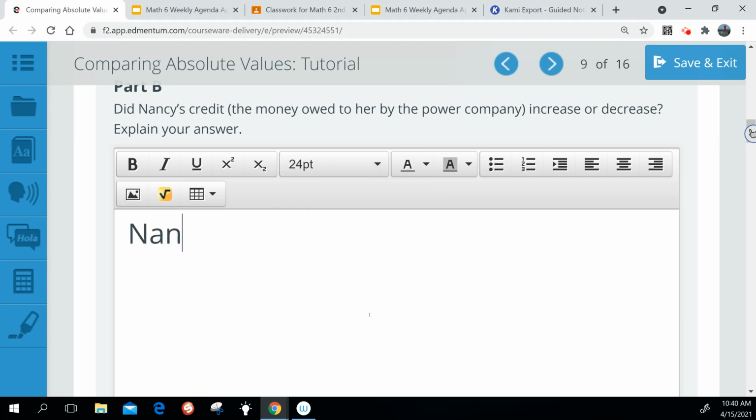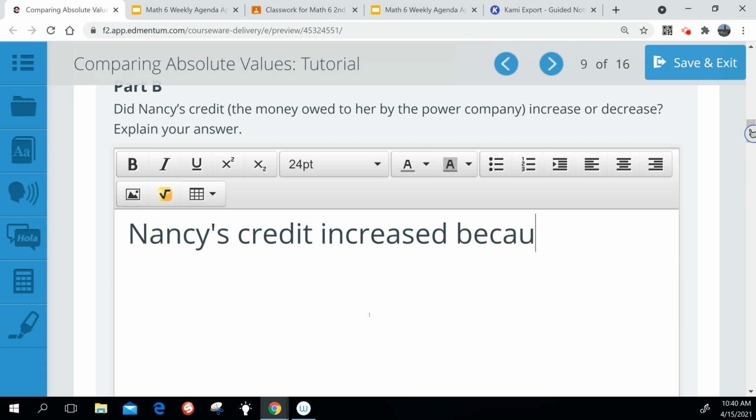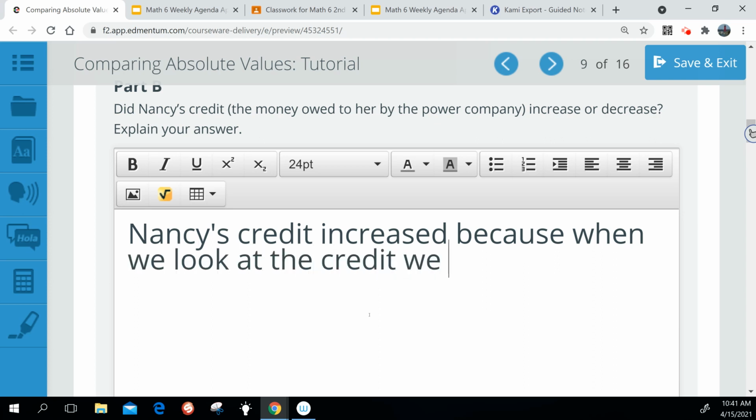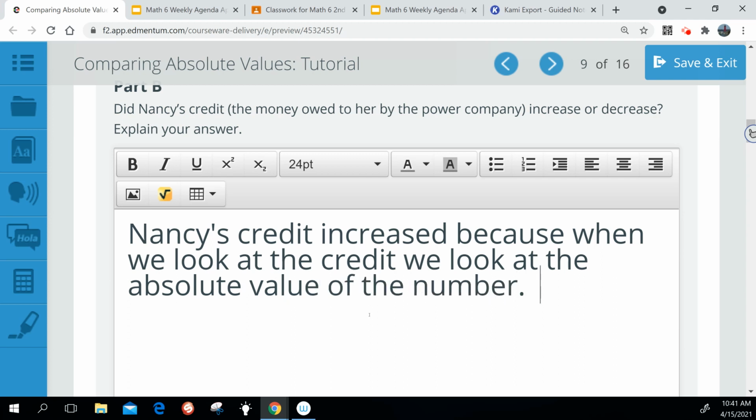So Nancy's credit increased because when we look at this, we look at the absolute value of the number, right? The company owes her more money.